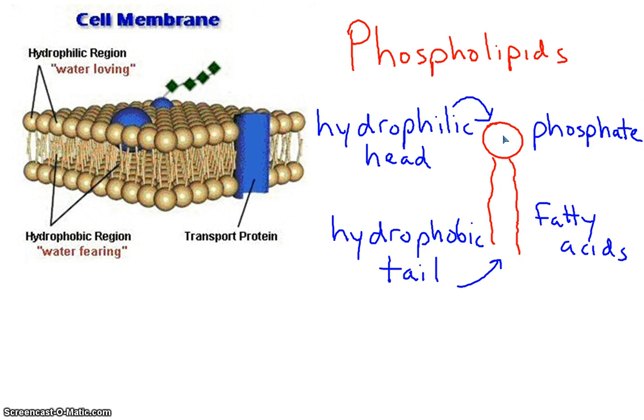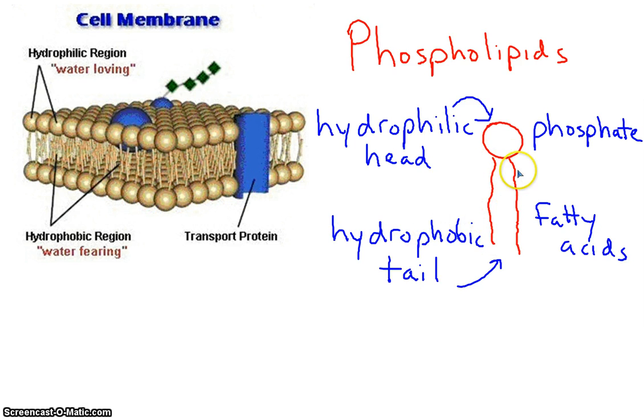So now we're going to introduce two terms that are going to be very important when we talk about these membranes being selectively permeable. The first is hydrophilic. Hydro means water, philic means liking. So the phosphate head is hydrophilic. It means it's attracted to water. It gets along well with it. So if you notice the phospholipid bilayer, the phosphate heads are on the inside and the outside.